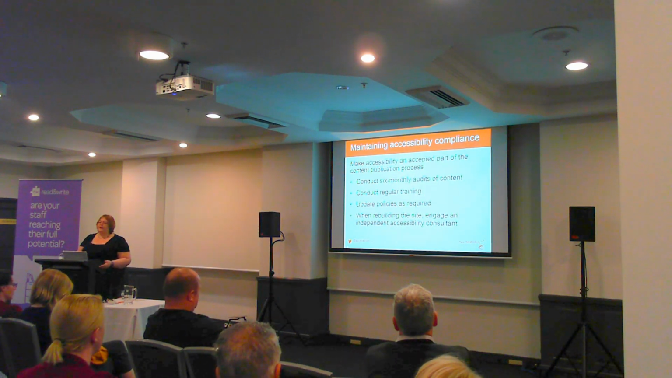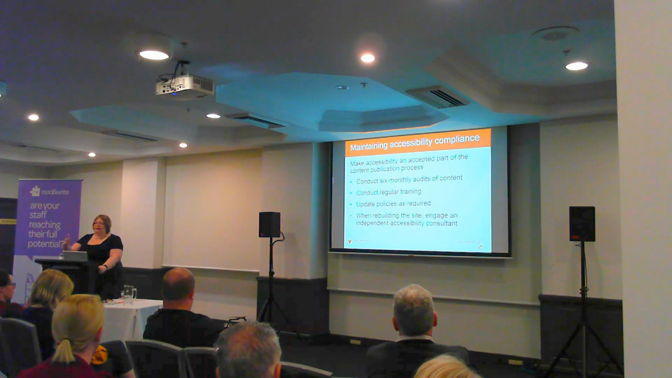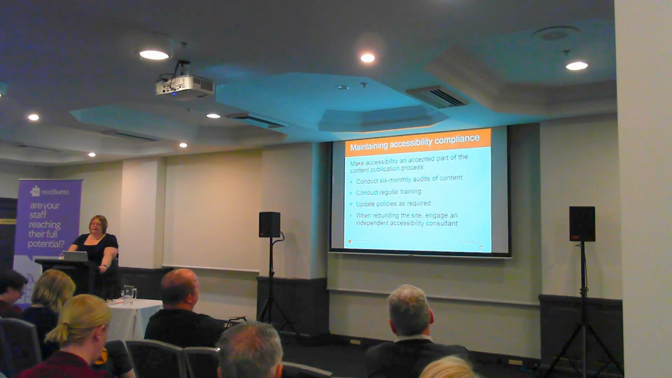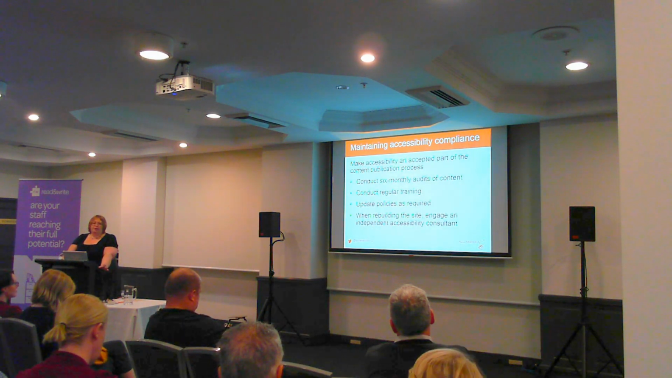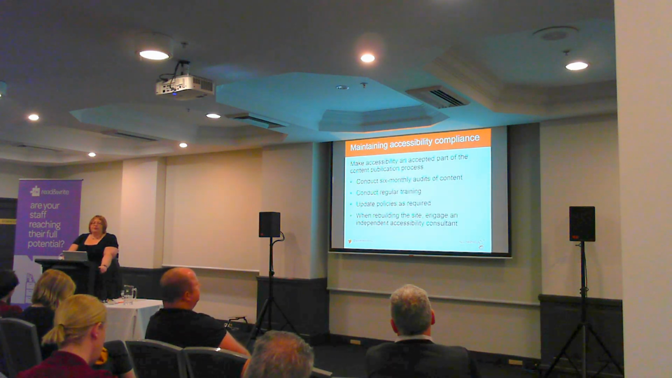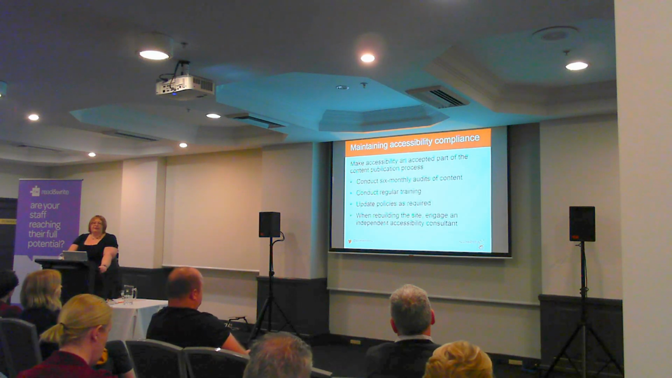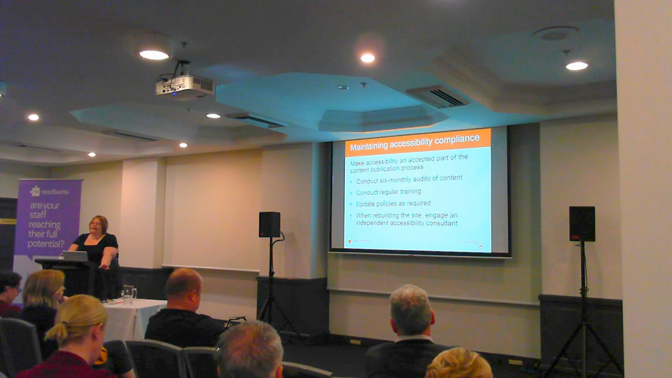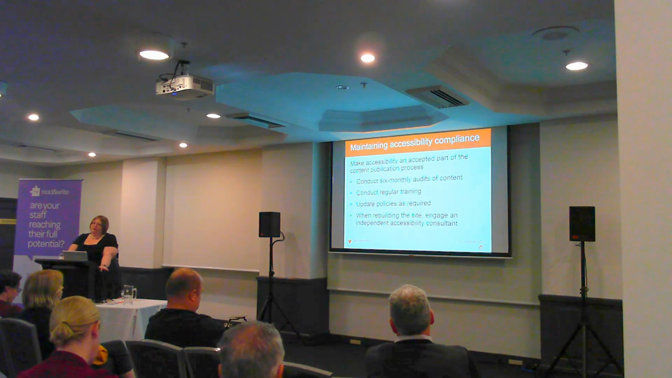Conduct regular training. You might conduct training for your content authors this year, but there'll be staff changes. You really need to budget for running that training once a year. Update policies as required. So when you're going to procure a web application or a mobile app, or you're going to get someone to build a mobile app for you, make sure that you actually specify accessibility requirements in the contract before they sign it. That way, if anyone does make a mistake, you are liable.